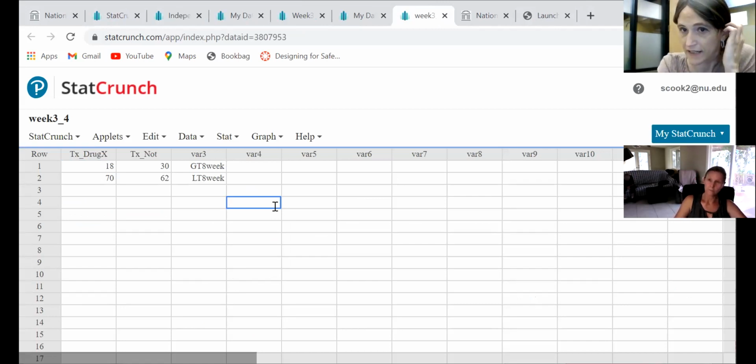This is all it really takes to set up a 2x2 table in StatCrunch, where this is question 4 in week 3, and it has one treatment where they receive drug X, and then another group where they don't receive drug X, and then the groupings are greater than 8 weeks and less than 8 weeks. I forget what it was now. Physical therapy or something.